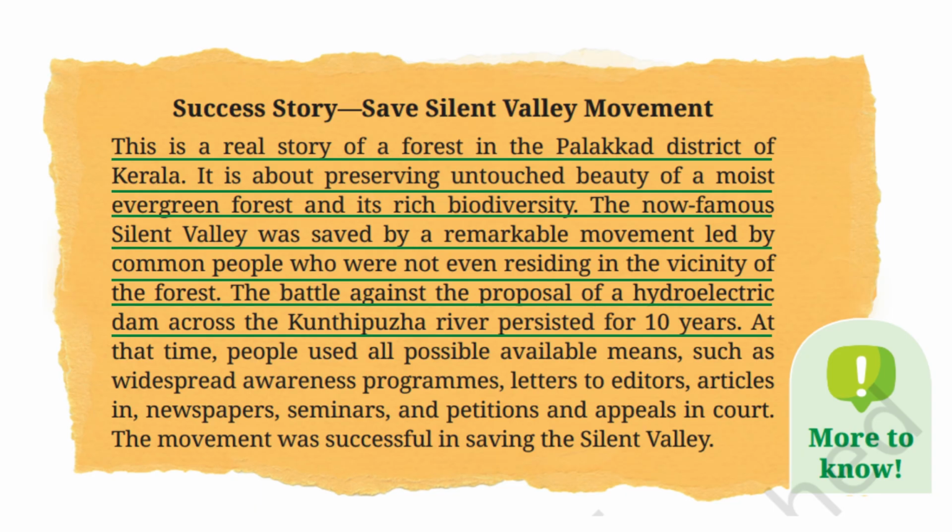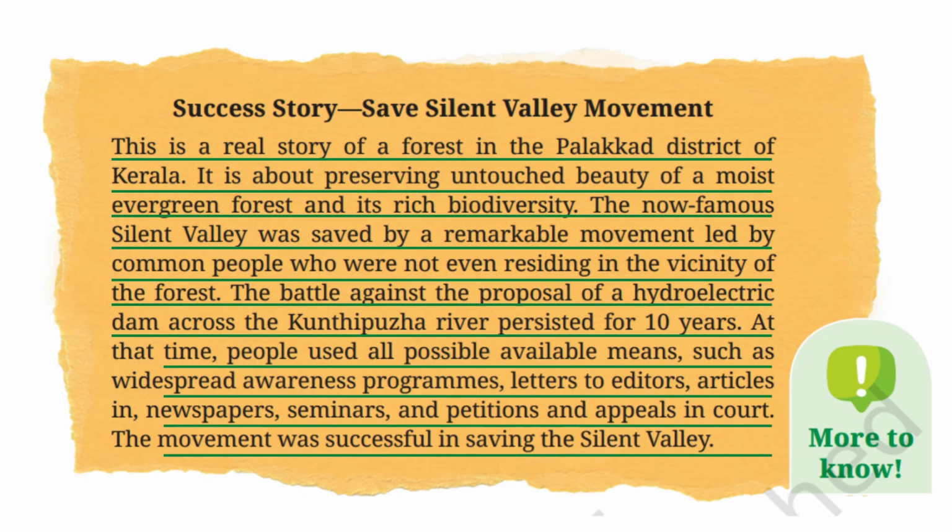The battle against the proposal of a hydroelectric dam across the Kunthipuzha River persisted for 10 years. At that time, people used all possible available means, such as widespread awareness programs, letters to editors, articles in newspapers, seminars, petitions, and appeals in court. The movement was successful in saving the Silent Valley.